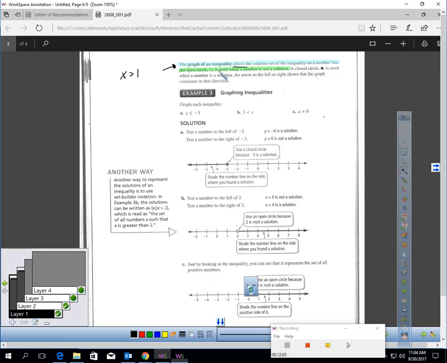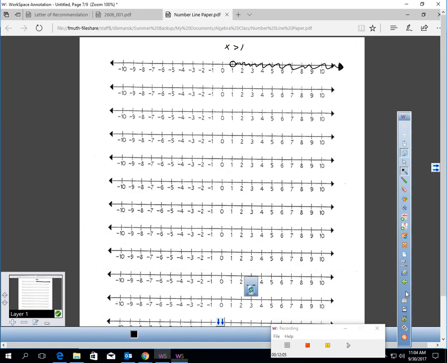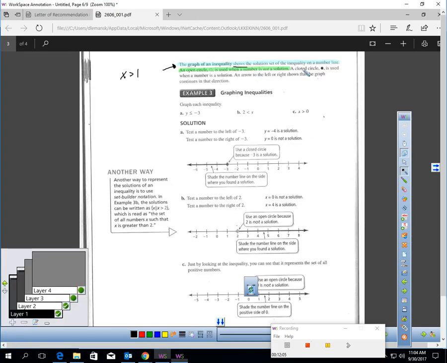Now we've got to be careful. An open circle is used when a number is not a solution. You notice in my last example, 1 is not a solution. That's why I used an open circle. 1 is not bigger than 1, but everything to the right of it is. A closed circle is used when a number is a solution. And you use an arrow to the left or right to show that the graph continues in that direction.